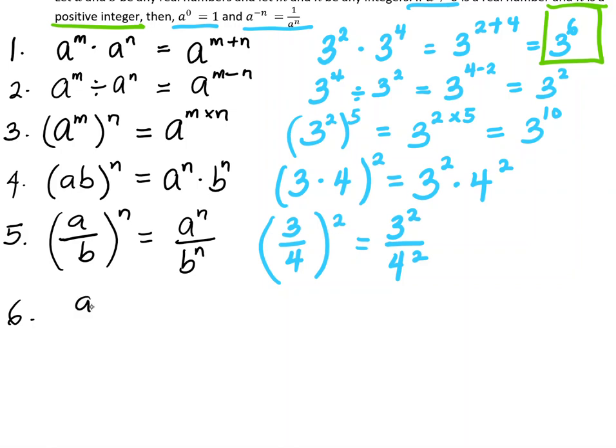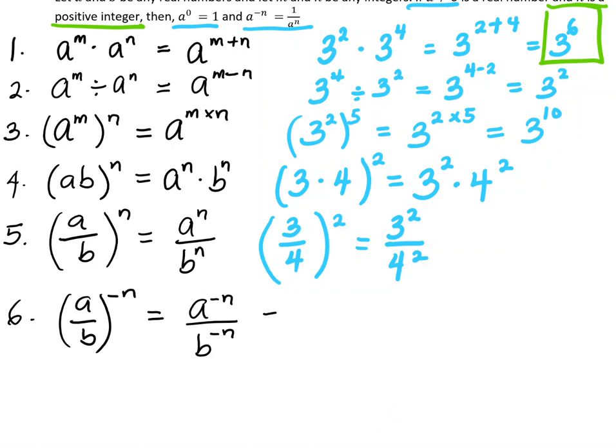So the sixth law, let us do something here. We have A divided by B, now raised to a negative exponent. So this is going to give us A raised to the power of negative N, just like we did here, divided by B raised to the power of negative N. But let us see what we can do in this case.